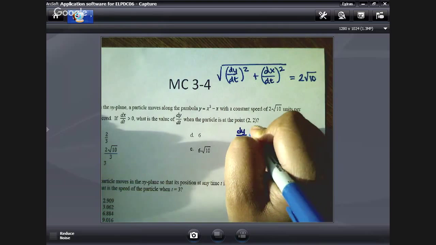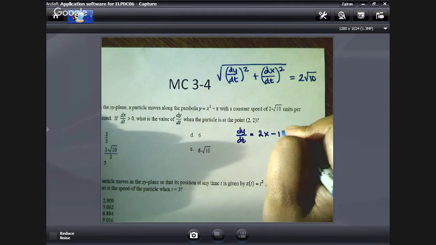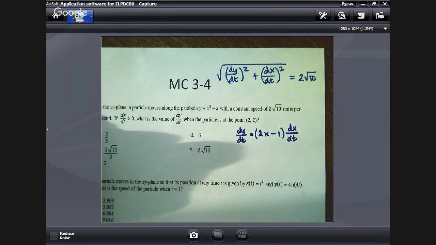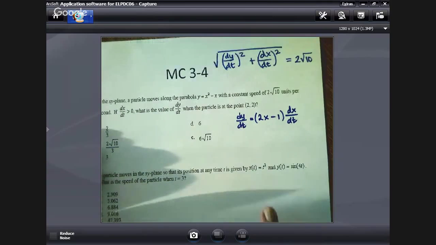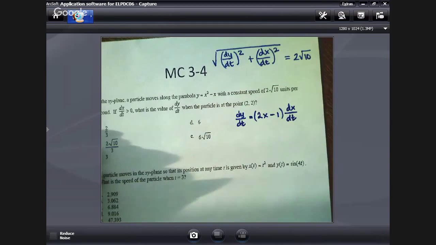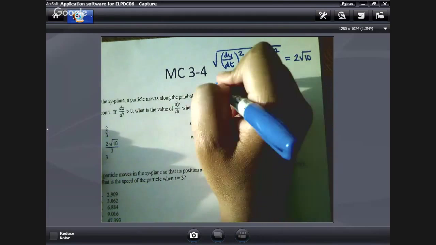dy/dt is equal to 2x minus 1 times dx/dt, right? Think about it. This is dy/dx times dx/dt, so it leaves me with dy/dt. So if I square this and plug it in here, I'm not going to go through all of the steps, but this is what we're going to get.